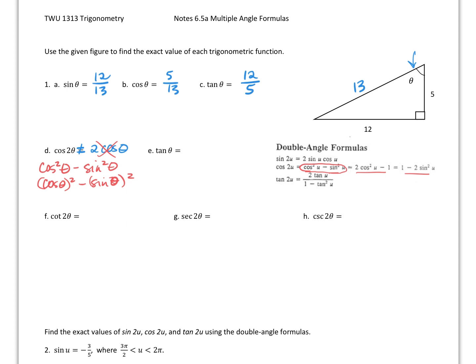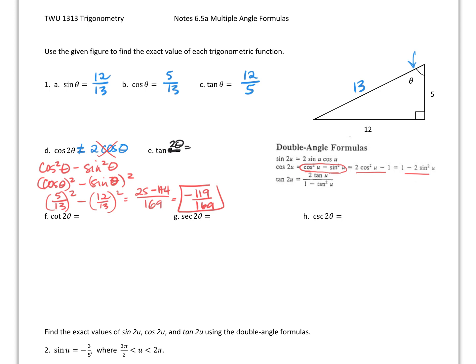Now I just plug in the values that I know for cosine. Well, cosine is 5 over 13. If I square that, I get this, then I subtract sine squared, which is 12 over 13. If I square that, what do I have? Well, I'll have 25 over 169 as the denominator on both of these, minus 144. So that gives me negative 119 over 169. That would be cosine of 2 theta.